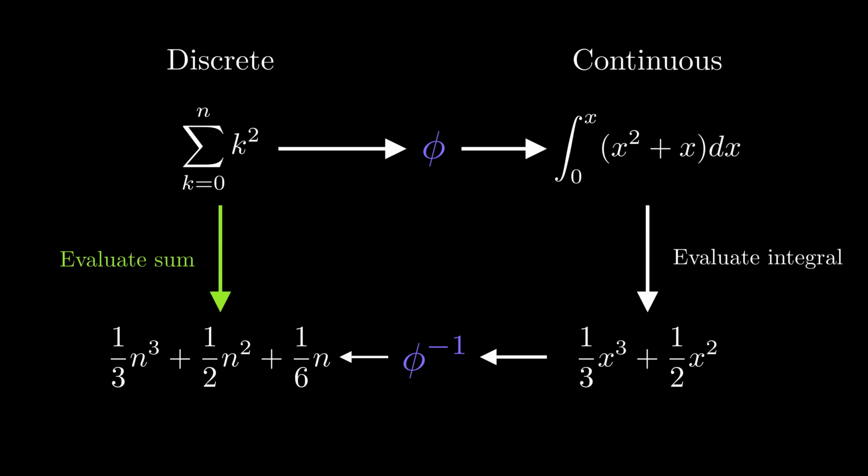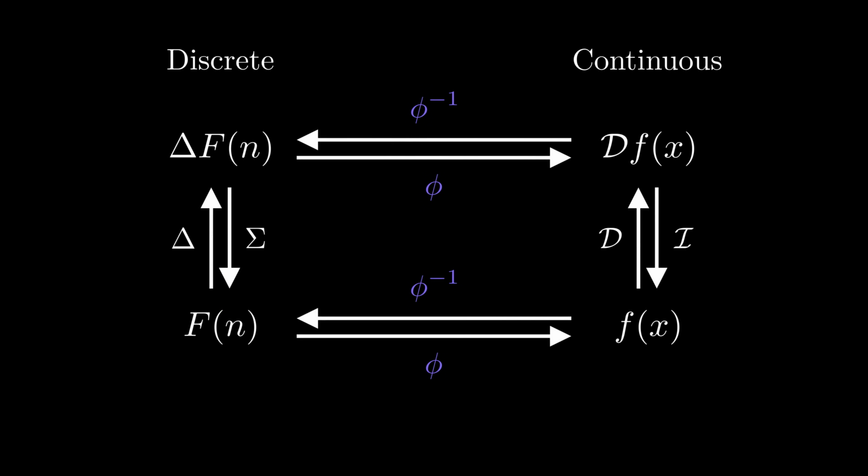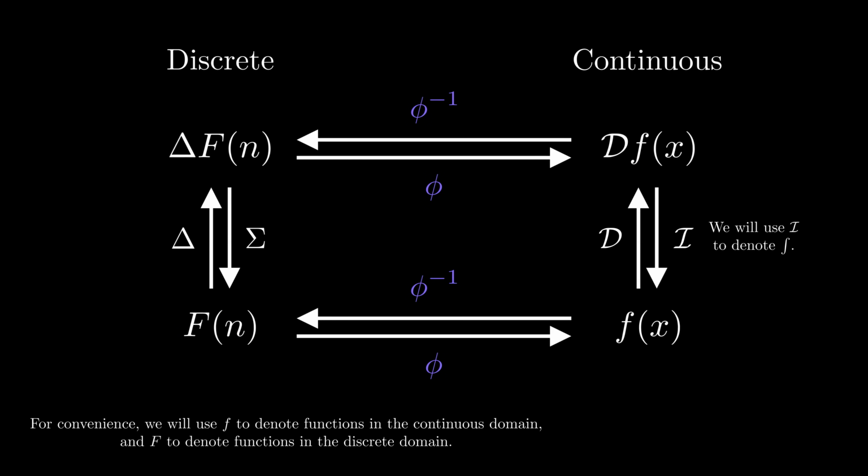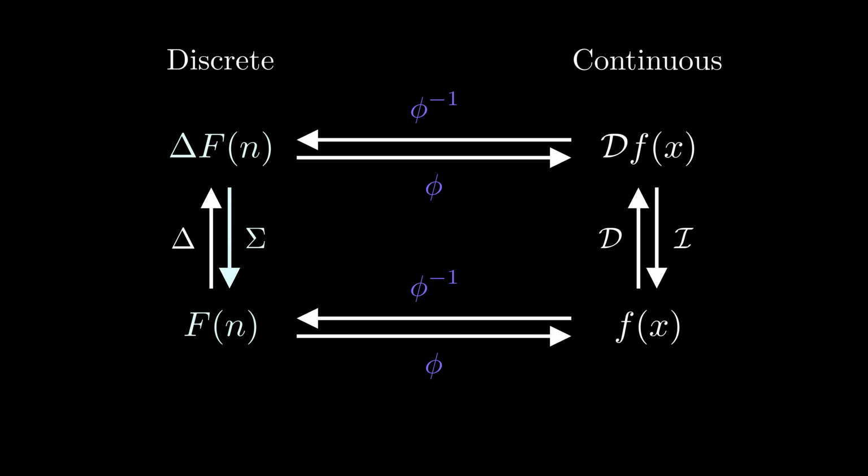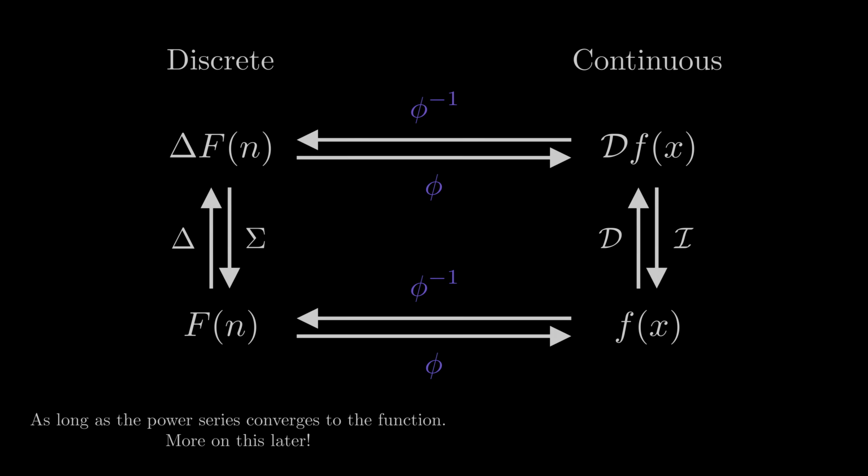Quite magical, isn't it? We can draw a transition diagram here, with our different functions and the different operators that convert them from one another. And so by simply following the diagram, any problems involving differences in summations can be solved using derivatives and integrals, and vice versa. Well, as long as there's a power series that converges to the function.